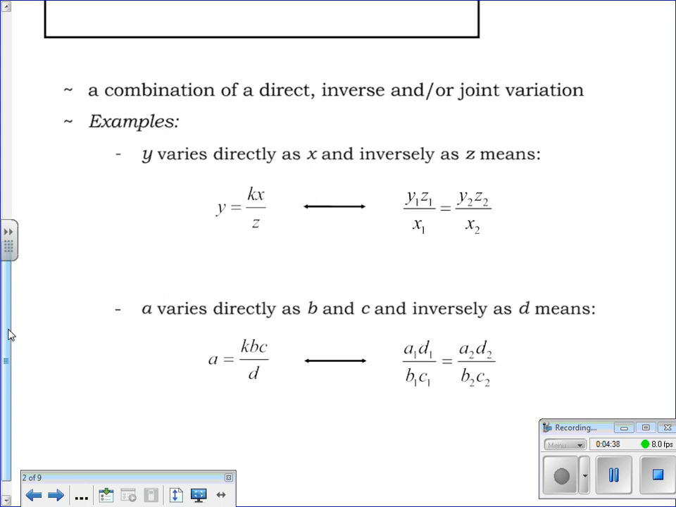Inversely, multiplied by Z. Y is divided by X and multiplied by Z. Whatever it tells you, that's what you follow. Whether you divide or multiply depends upon whether it's directly, inversely, or jointly. So the key to this working is deciding which way we set up the problems to solve.